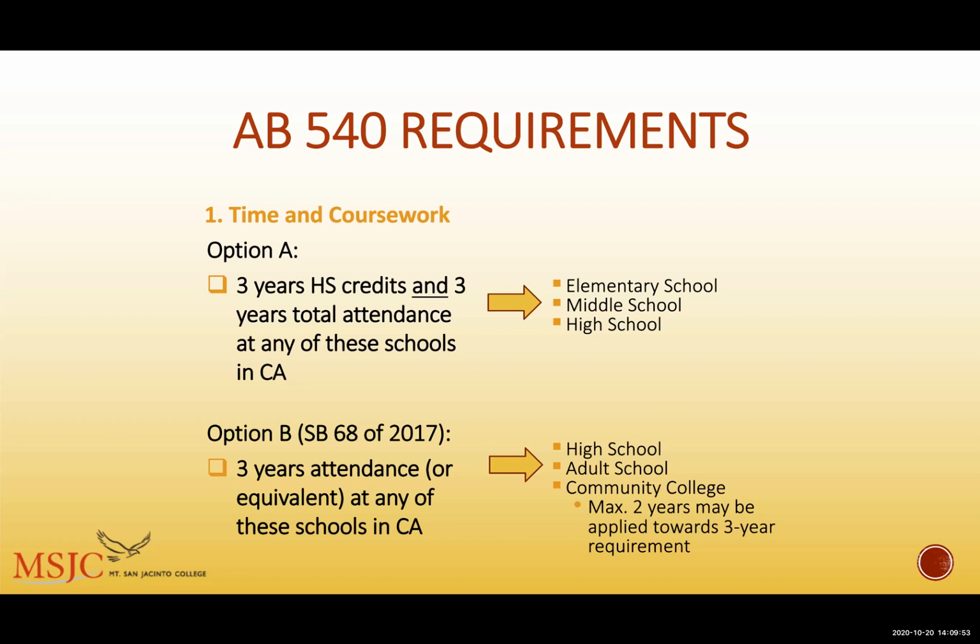In the past, it used to be only the 3 years in high school, but now they've added where it can actually be 3 years total attendance in any California school. Okay, so you can do it from elementary, middle school, or high school. So you can have a combination of maybe 1 in middle school and 2 in high school, as long as it totals 3. If you do not meet that requirement, then option B, which is the state bill of 68, which was in 2017, gives students the opportunity, if they have 3 years attendance in any California school or equivalent, whether it's a high school, adult school, or a community college. Okay, so they did add that option in 2017, so that's good.